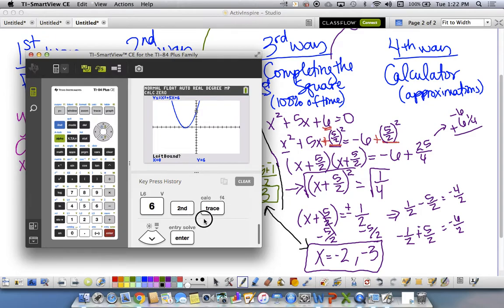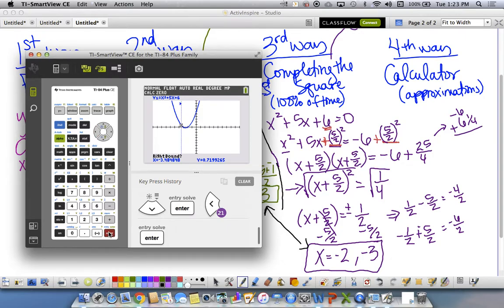Okay, you see it right here. Second trace is the calculate button. Went down to number 2 because I want to know what the zeros are. And now it's going to ask me about a bound, a left bound. So now I see where this graph is crossing the x-axis. When it's asking for a left bound, I have to take my little cursor and go to the left of where it crosses the x-axis. And I'm going to hit enter. It's going to kind of put a line there.